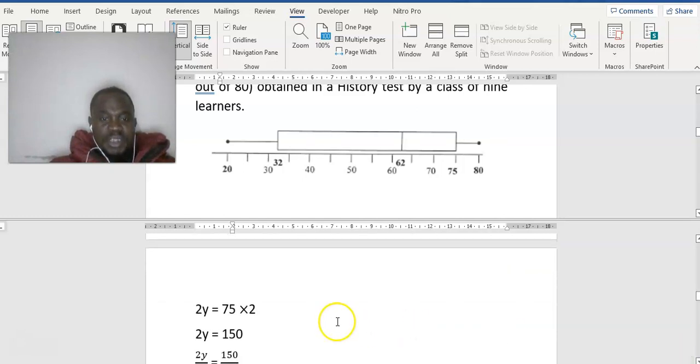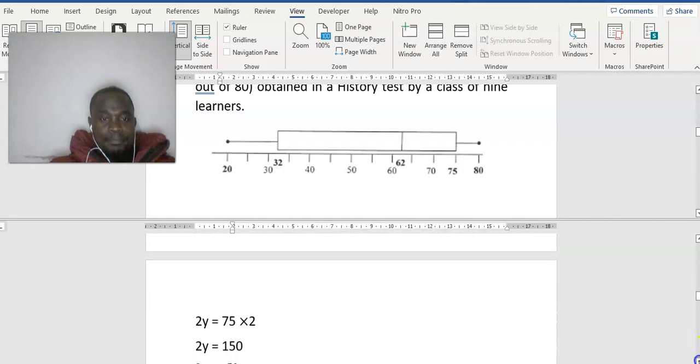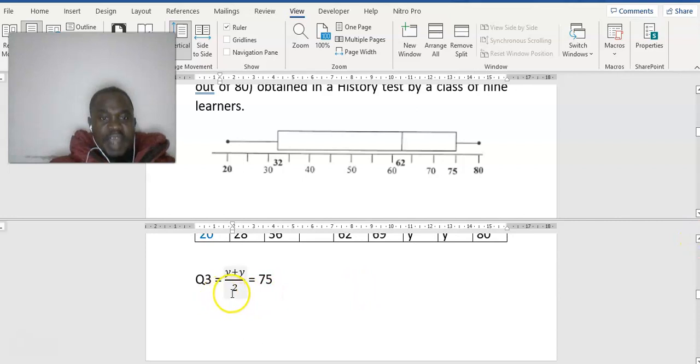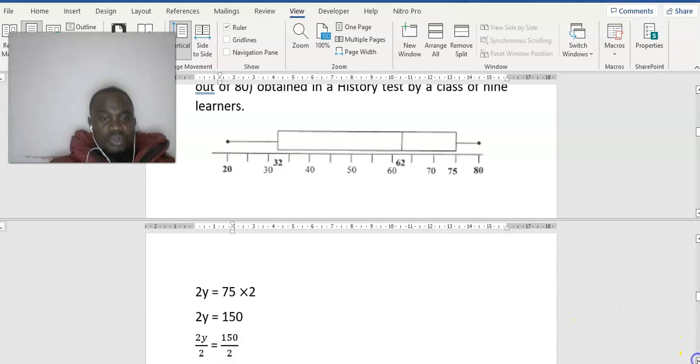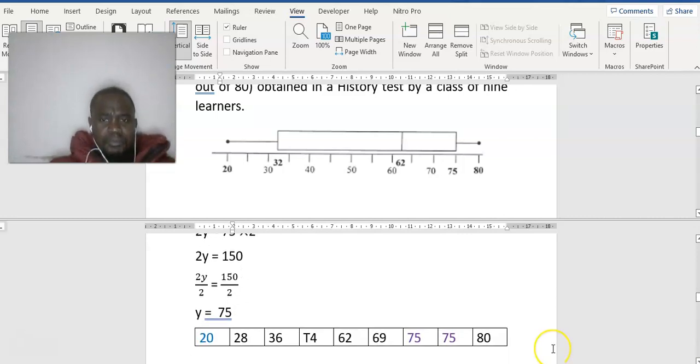If I transpose the 2, remember y plus y is what? 2y. So we have our 2y here. Then if I transpose this 2, which is dividing, it's going to multiply. So 75 times 2 is going to be 150. Divide both sides by 2, I'm going to get 75. So it means y is 75.